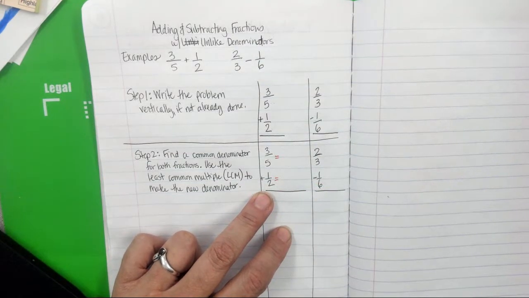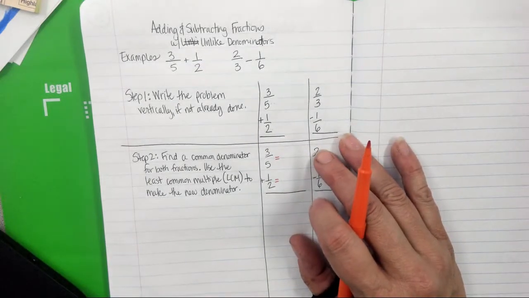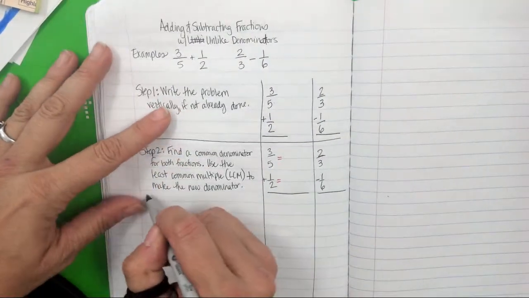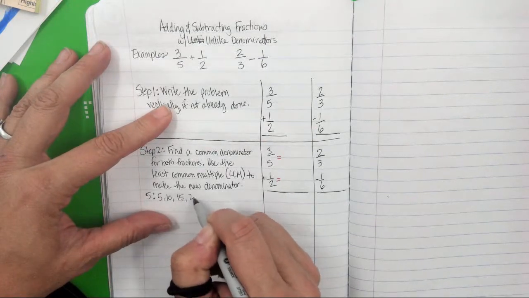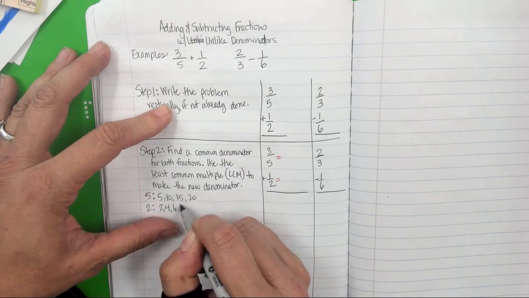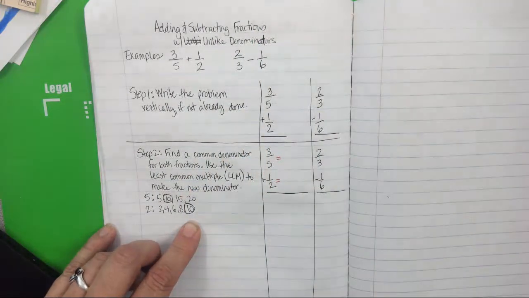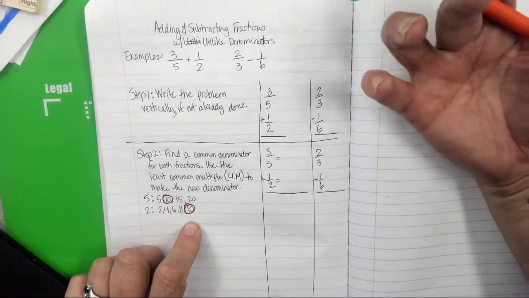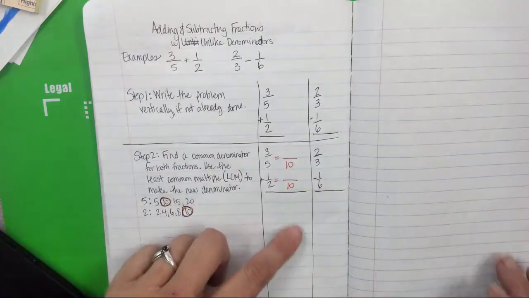Okay? When I look at my multiples, I got 5, 10, 15, 20, 25, 30, right? Alright? And then I have 2. So if I do 5, 10, 15, 20, right? And then if I do 2, 2, 4, 6, 8. Oh, look, we got a 10 and a 10. Does everybody see that? 10 and 10. 2 times 5 happens to be 10, so it works out, right? So I've got 10 and 10.